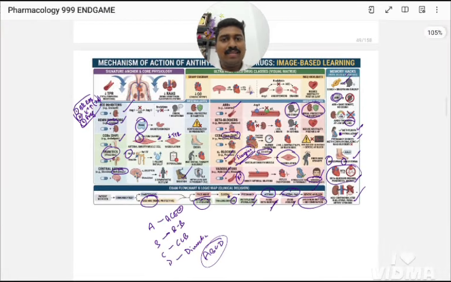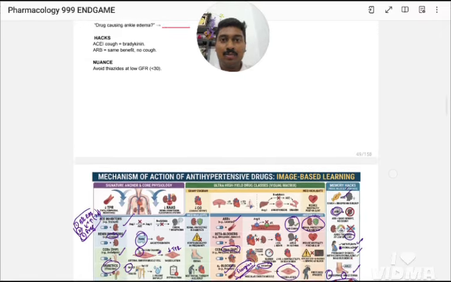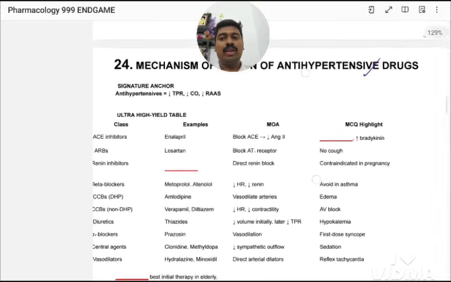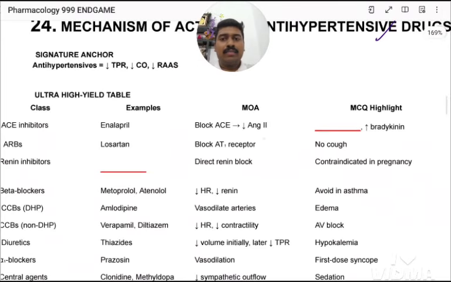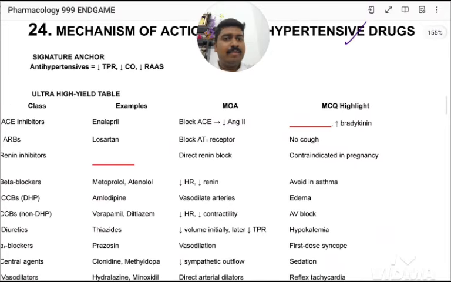So this one slide has so much information. I think it took me around 10 minutes to explain just this one slide, but it is that important. Okay, next, we'll solve questions now. ACE inhibitors will cause decreased angiotensin 2 and increased bradykinin, so it will cause what? Cough. So the answer here is cough.